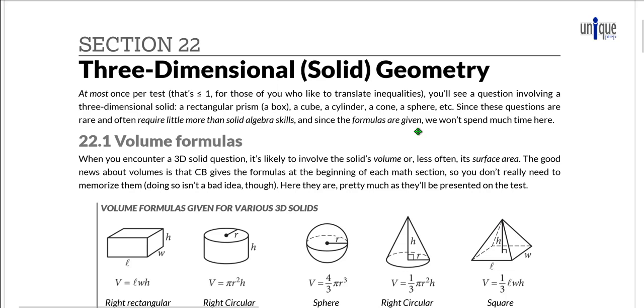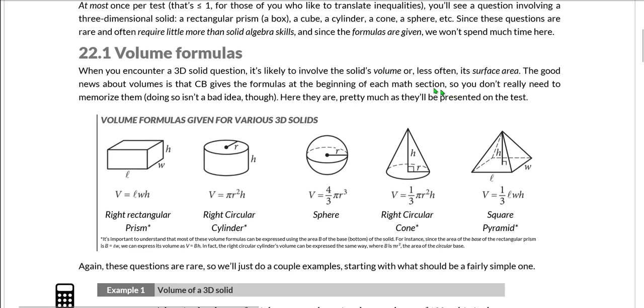Really good news here is that the formulas for most, if not all, of the 3D solids you're going to see on the test are given to you at the beginning of each math section. So at the beginning of section 3 and at the beginning of section 4, you're going to get a page that gives you a bunch of formulas, and on that page you are going to have the formula for a rectangular prism, a right circular cylinder, a sphere, a right circular cone, and a square pyramid. So you will not need to memorize these formulas.